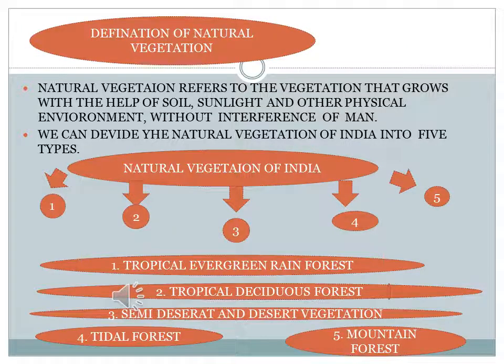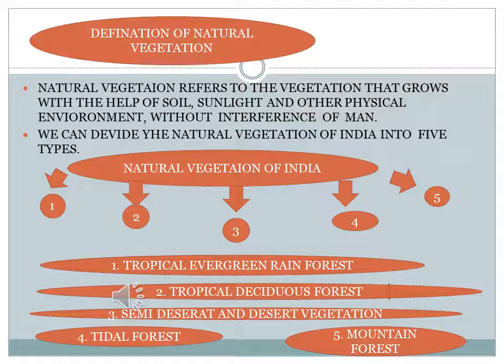First of all, we have to know what natural vegetation is. Natural vegetation refers to the vegetation that grows with the help of soil, water, sunlight and other physical environment without the interference of man. In India, about 20 to 55% of land is under forest cover.